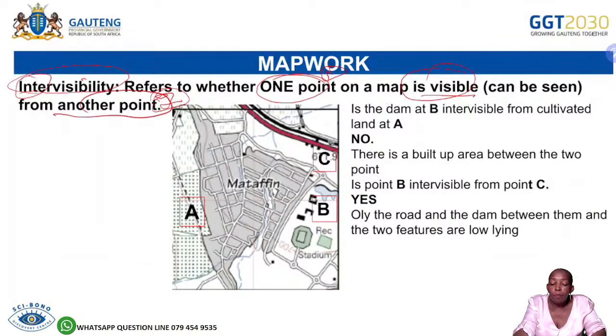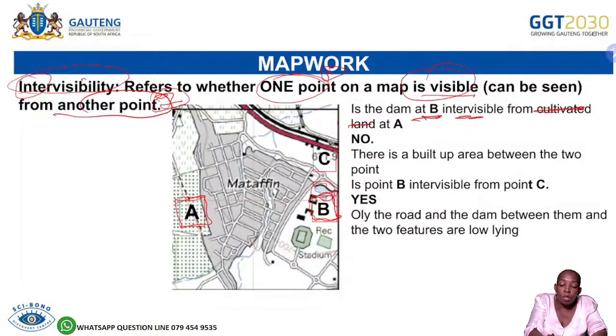So with our example here, we've got, is the dam at B intervisible from the, I would rather have this changed because we're not looking at the A being here, but our A is here, which is not the cultivated lands, rather our A is on the orchards and vineyards. So we're looking at point B, there's point B. If you are here at point B, which is the dam that we can identify here, is the dam at B intervisible from the orchards and vineyards here at A?